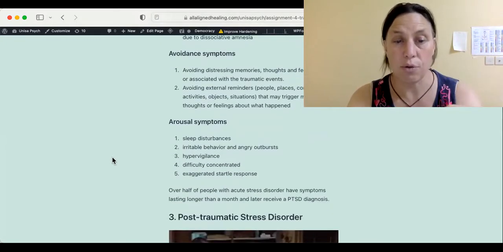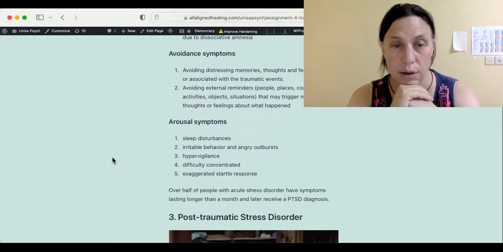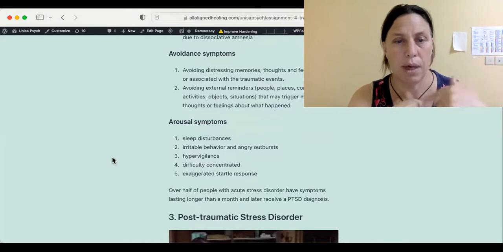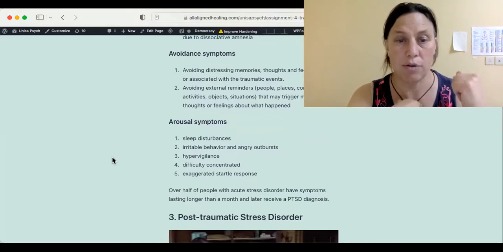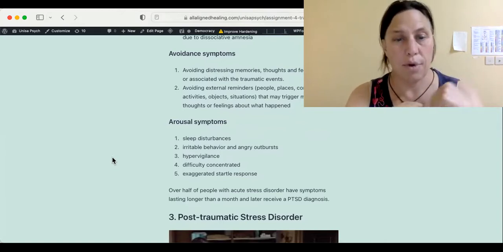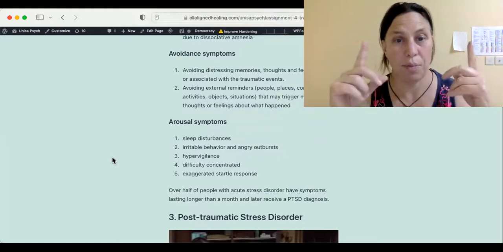Then you've got arousal symptoms. Here you've got sleep disturbances, very common, irritable behavior and angry outbursts, hypervigilance, meaning you're constantly watching out and easily frightened, difficulty concentrating, exaggerated startling response. When the toaster goes pop, you jump.